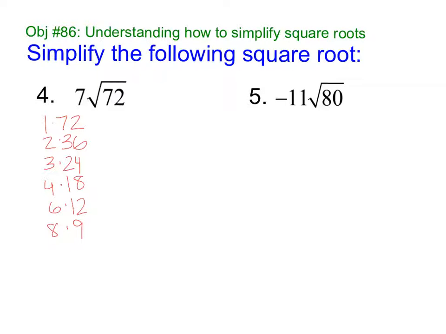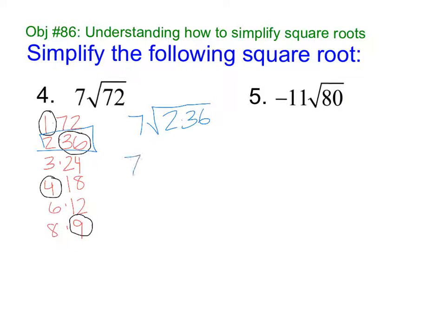So now let's look for all of the perfect square numbers. So 1, 4, 9, and 36. So pick the biggest, 2 times 36. So 72, so don't forget that 7 out front. So we've got 2 times 36, root 2, root 36. So I have 7, we have root 2, the square root of 36 is 6.